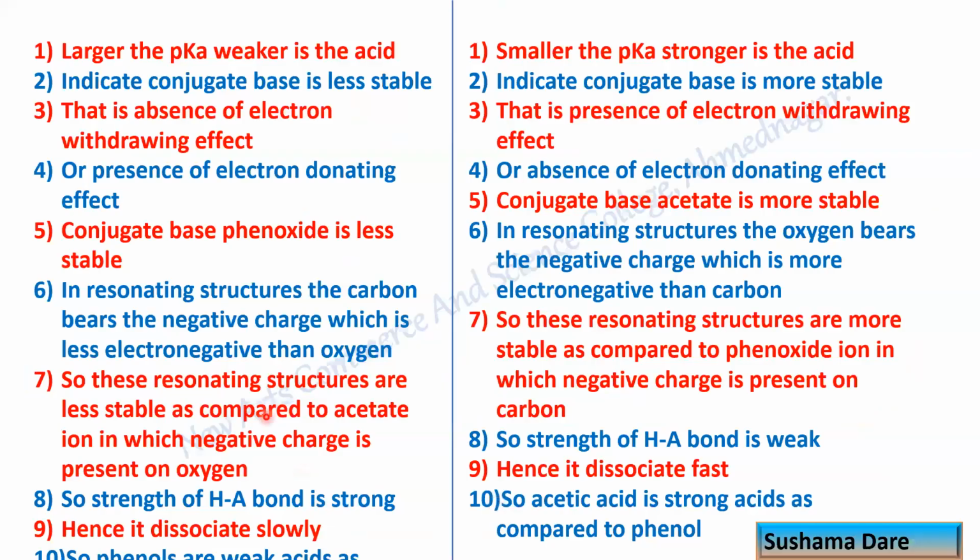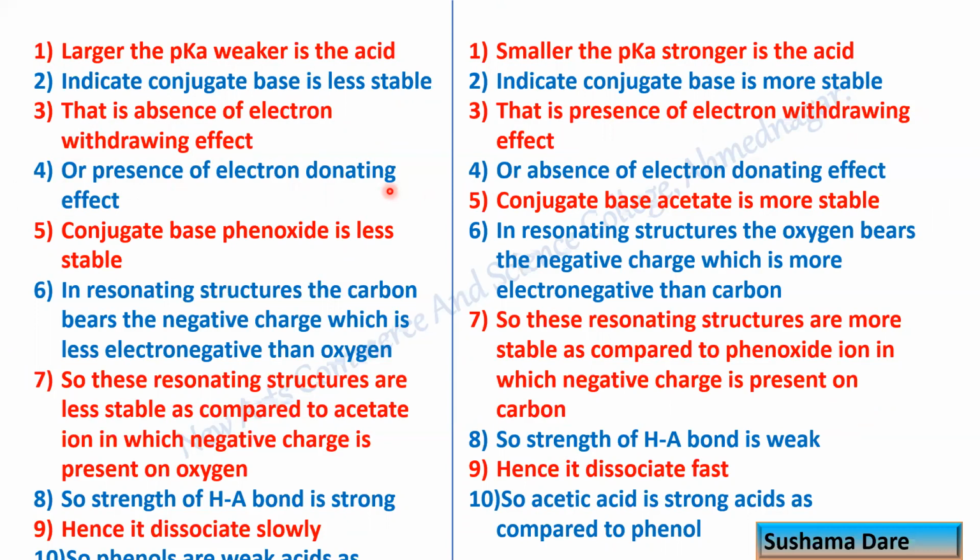So the same is written over here. Larger the pKa, weaker is the acid. Exactly the opposite statement here: smaller the pKa, stronger is the acid. This indicates the conjugate base is less stable. This indicates the conjugate base is more stable. What is the indication of that? That is the absence of electron withdrawing effect. Here it indicates the presence of electron withdrawing effect. Or another option, the presence of electron donating effect.